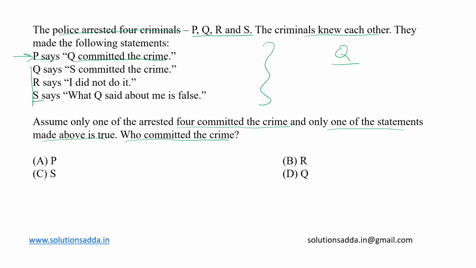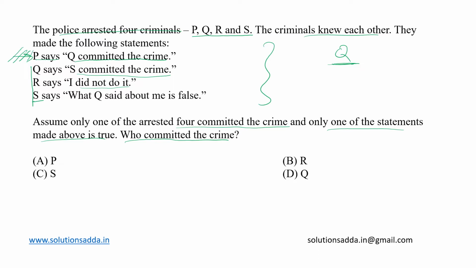We shall take the negation of all the 3 statements because they are not speaking the truth as per our assumption. Q is saying S committed the crime. Its negation would be S has not committed the crime. So yes, that supports our claim. R says I did not do it. Its negation, I did it. So now we got 2 criminals, both Q and R, but there cannot be 2 criminals. We got a contradiction over here, which means P is not speaking the truth. Our assumption is false in this case.